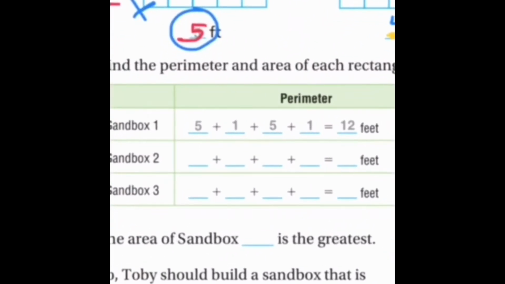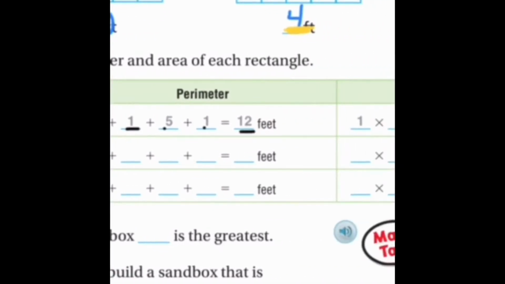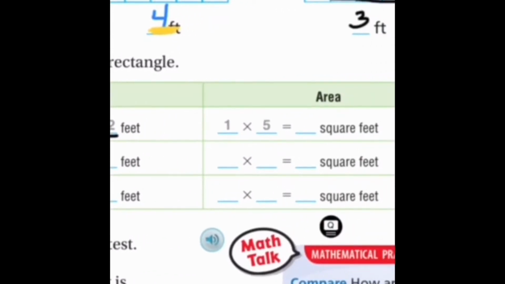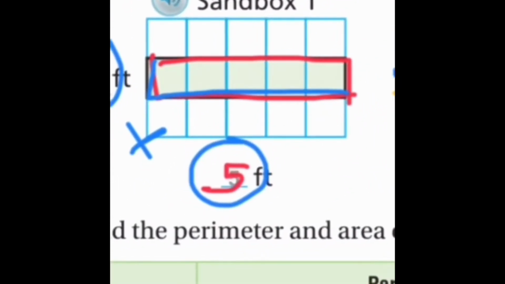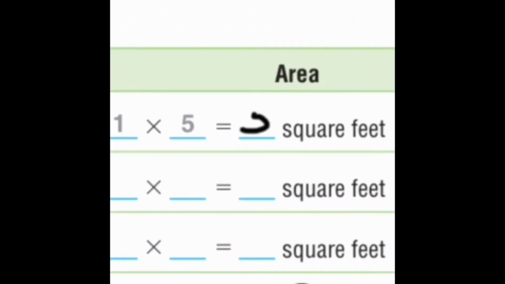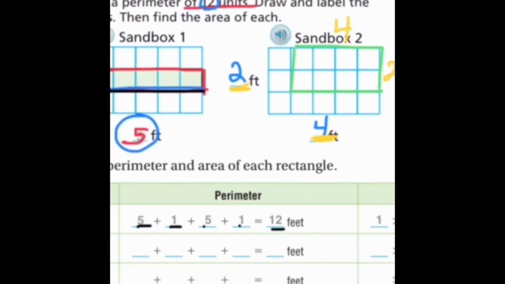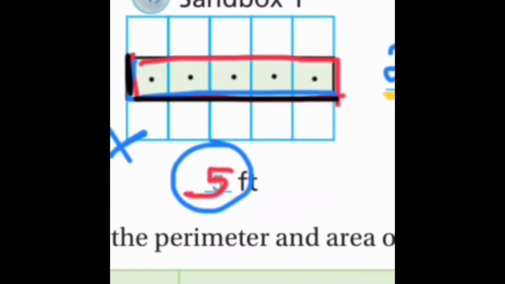Now we're down here. This is sandbox number 1. It was 5 plus 1 plus 5 plus 1 gave us a perimeter of 12 feet. Now the area, we multiplied the 2 side lengths together to find the area. 1 times 5 is 5. We can also count, just to double check. 1, 2, 3, 4, 5. That rectangle has an area of 5. It has a perimeter of 12.